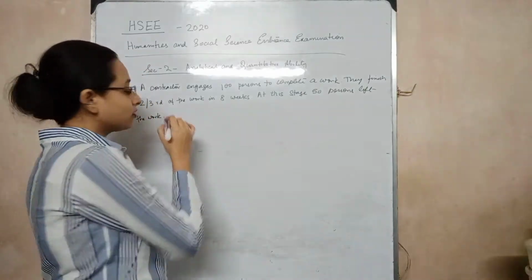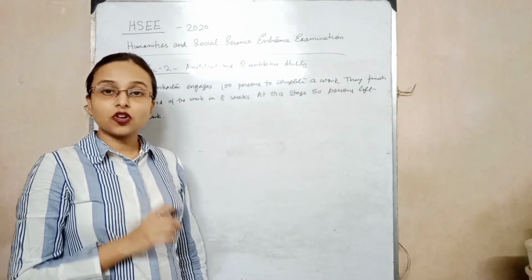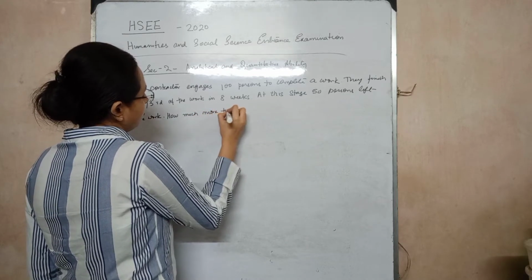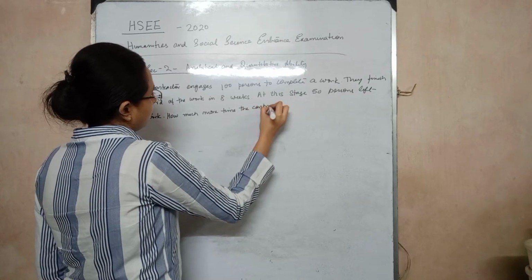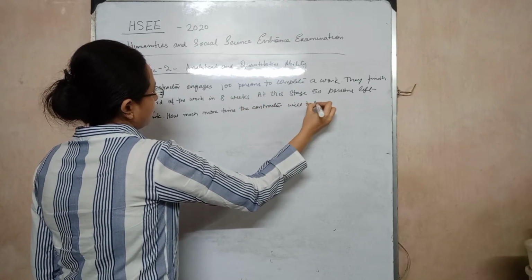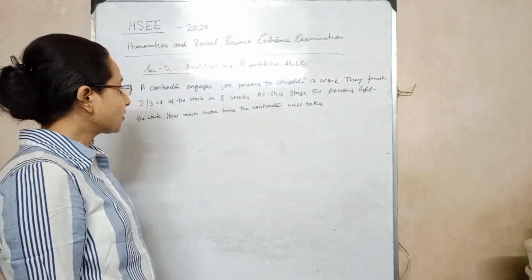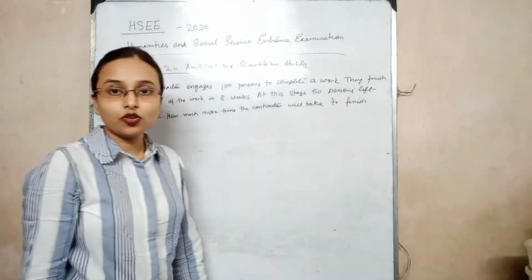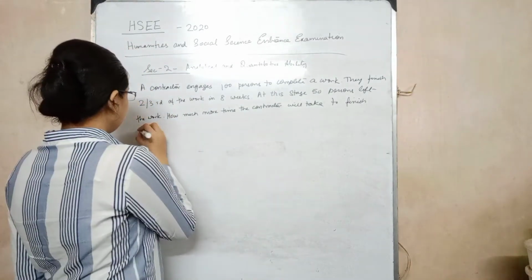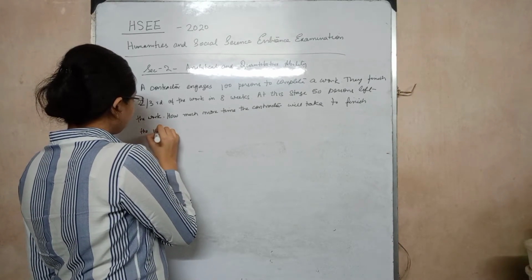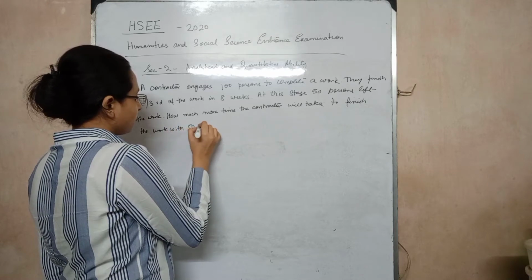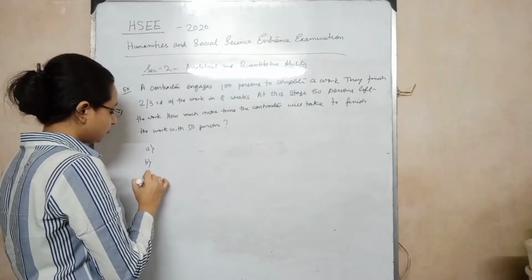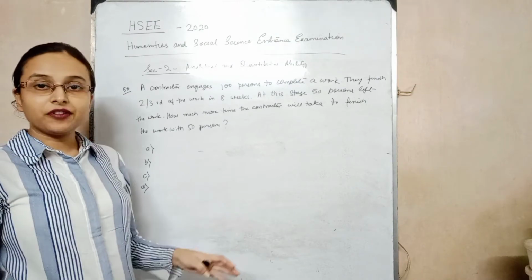Now framing the question that is given in the paper: how much more time will the contractor, or the construction person, take to finish the work with the remaining 50%? Okay, now this is the question. Four options. Let me read out the question again.